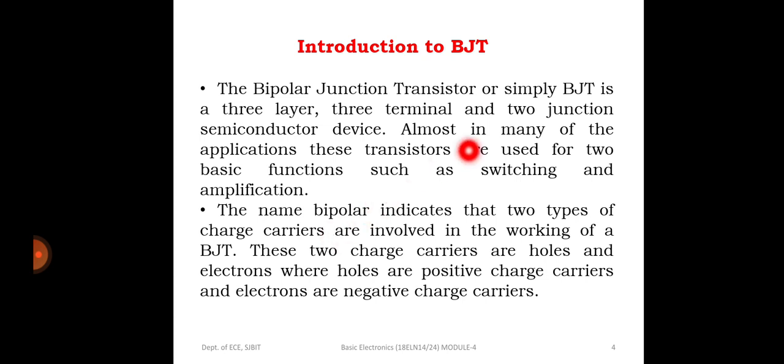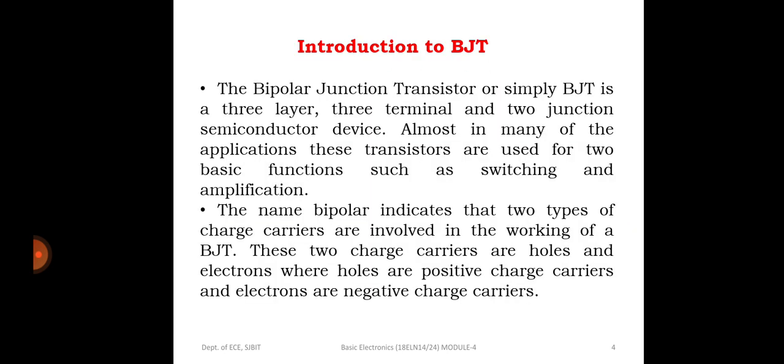Now when we say it is bipolar, the name itself indicates it. The bipolar indicates that there are 2 types of charge carriers involved in the working of a BJT, whether it is NPN or PNP. So the 2 charge carriers are holes and electrons, where the holes are positive charge carriers and the electrons are the negative charge carriers, right?